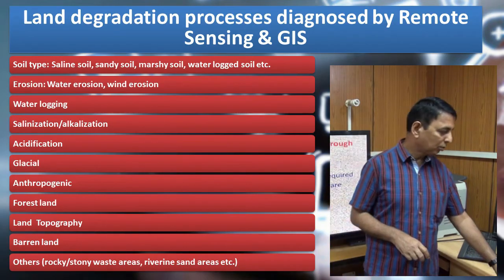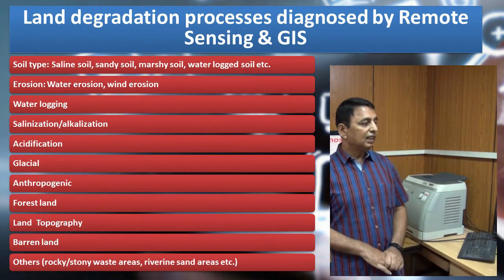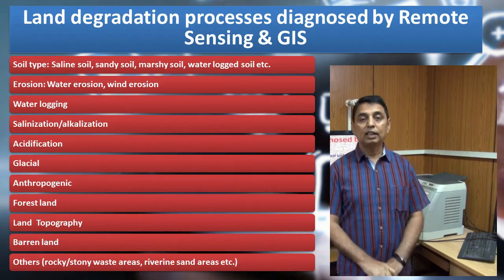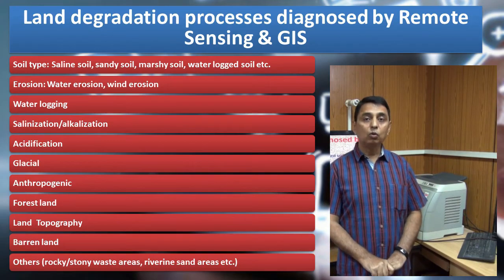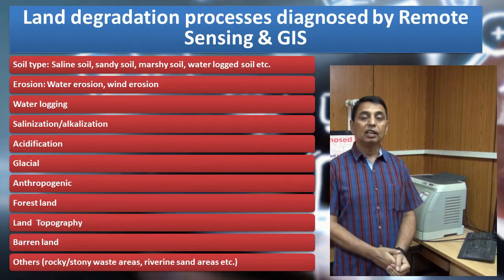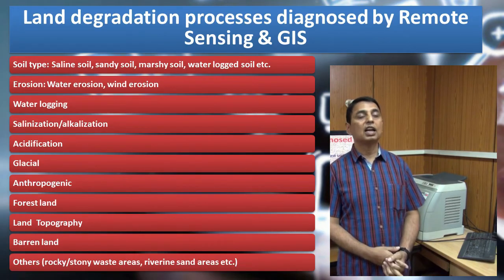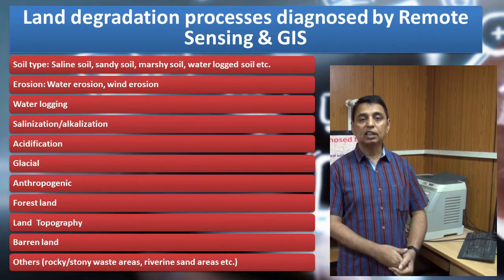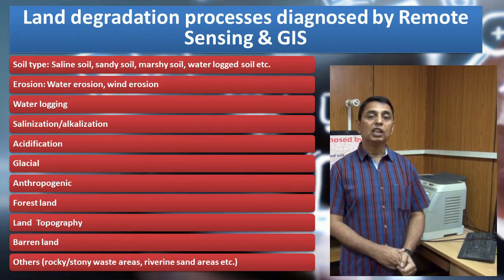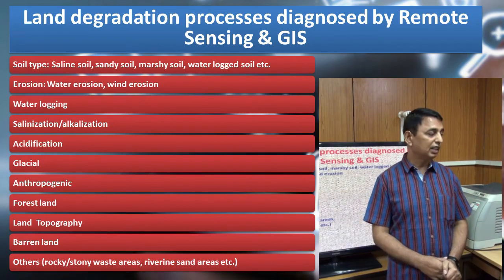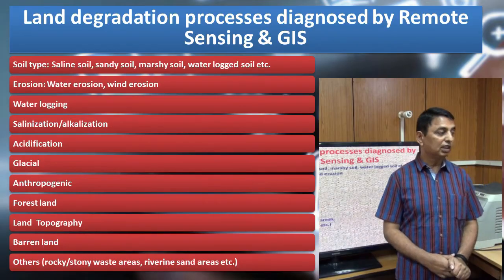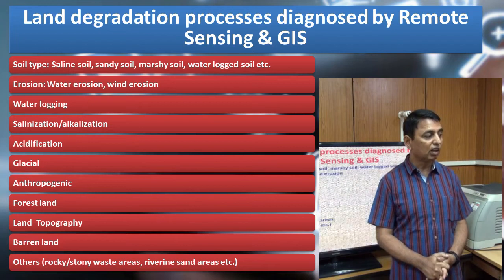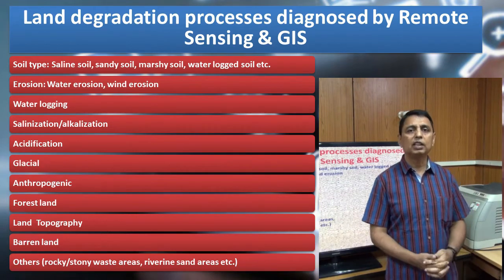Now, land degradation processes can be diagnosed by remote sensing and GIS. Finally we have to know what the land situation is, and what vegetation features we have to analyze through remote sensing and GIS. So here, soil types like saline soil we can analyze very easily, sandy soil, marshy soil, waterlogged soil. These soils can be analyzed.